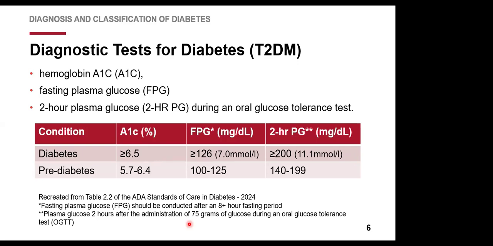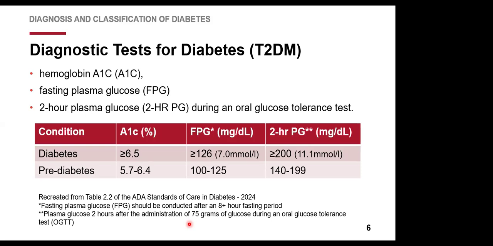So for patients with diabetes, if their A1C is above 6.5%, that patient is usually diabetic. If their fasting plasma glucose is equal or above 7 millimoles per liter, or if the 2-hour glucose after the oral glucose tolerance test is more than 11.1 millimoles, then we confirm that patient as having diabetes.